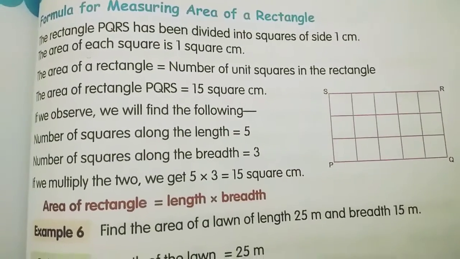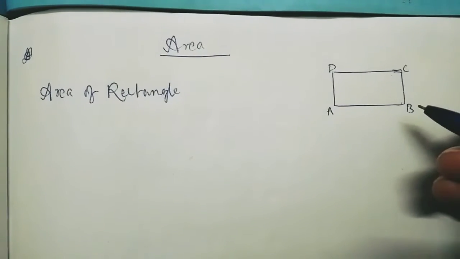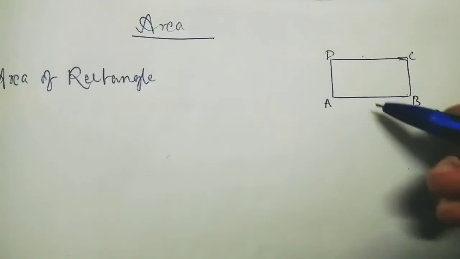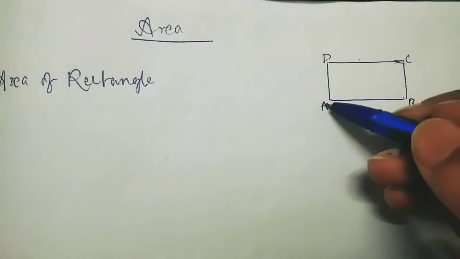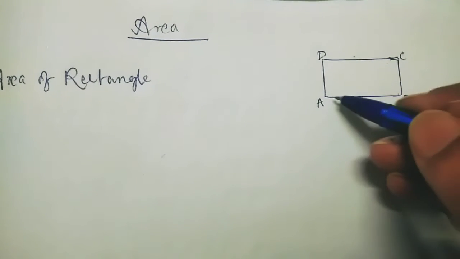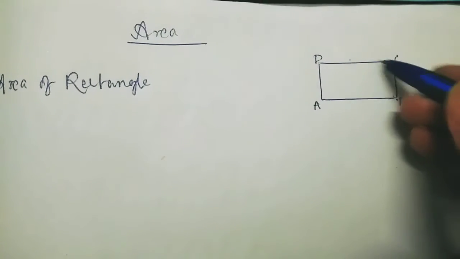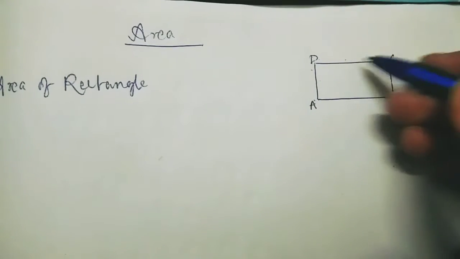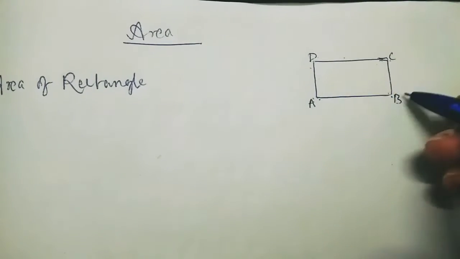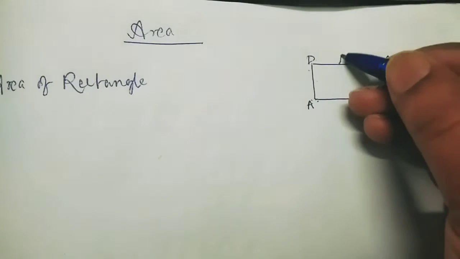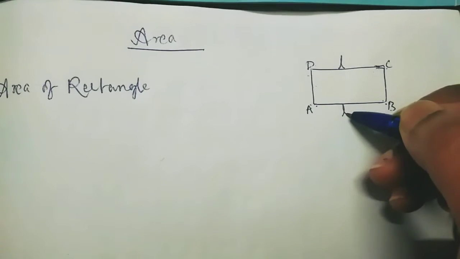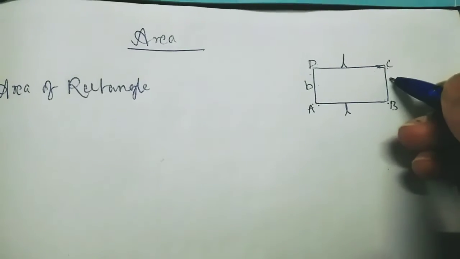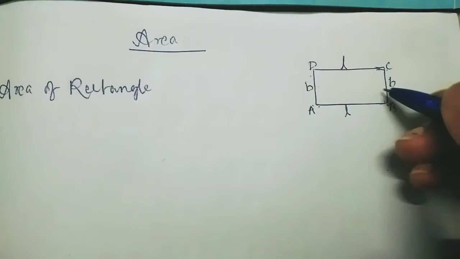So one by one, see. Okay students, here you can see this is called a rectangle. Rectangle means the opposite sides are equal. That means ABCD is a rectangle. So side AB is equal to side CD and side AD is equal to side BC. That means opposite sides are equal to each other. So this longest side is known as what? Length, L in short form, and this side is called breadth, or width, like this.